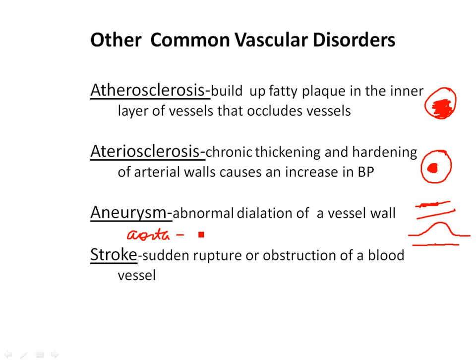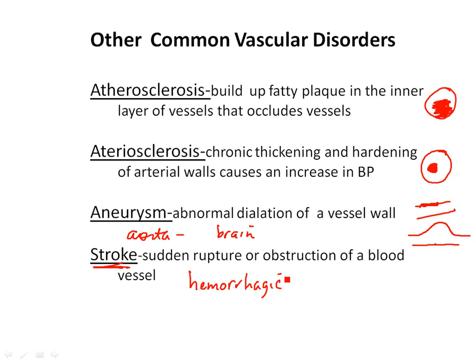They also occur a lot in the brain, and when you get a brain aneurysm and it ruptures, you're in major trouble. Then you get into what's known as a stroke. So a stroke is actually a sudden rupture of a vessel or the obstruction of a vessel. Now, if it's a ruptured vessel, you would call that a hemorrhagic stroke. Hemorrhagic, that's how I spell it. Anyway, hemorrhagic means it's a bleeding stroke.